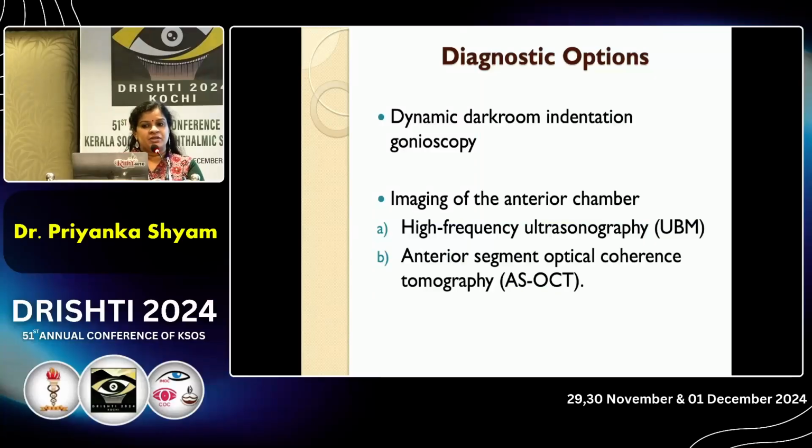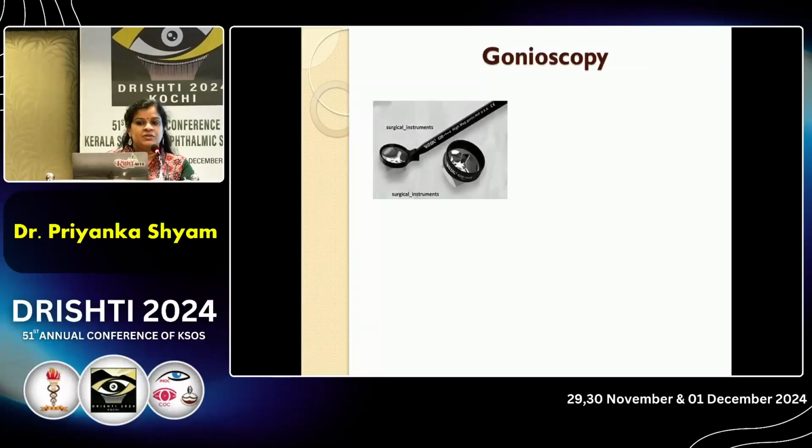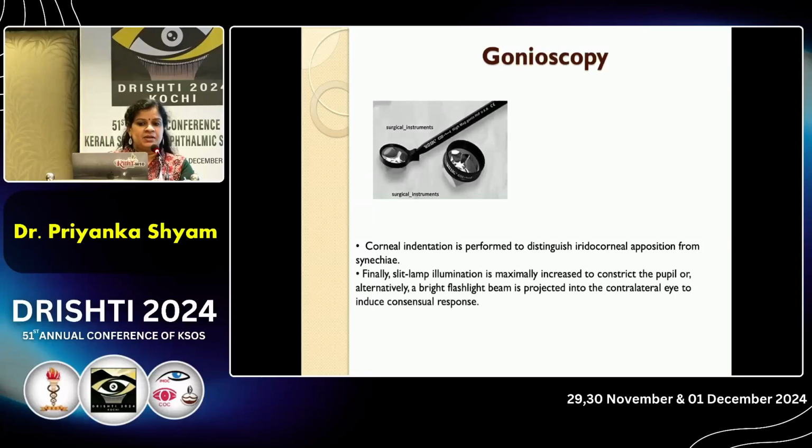Coming to the diagnostic options, the first one is dynamic darkroom indentation gonioscopy, followed by imaging of the anterior chamber, which includes UBM and ASOCT. Gonioscopy is performed with a four-mirror contact goniolens, and corneal indentation is subsequently performed to distinguish iridocorneal apposition from synechiae. Finally, the slit lamp illumination is maximally increased to constrict the pupil. Thus, this technique allows a dynamic study of the peripheral iris in relation to the angle structures while in motion.